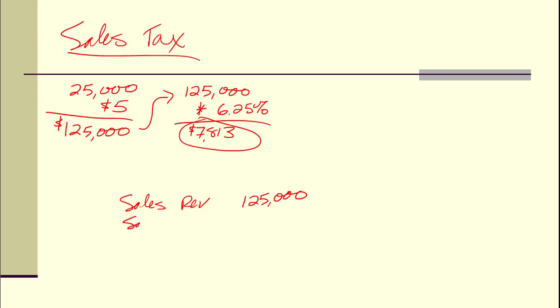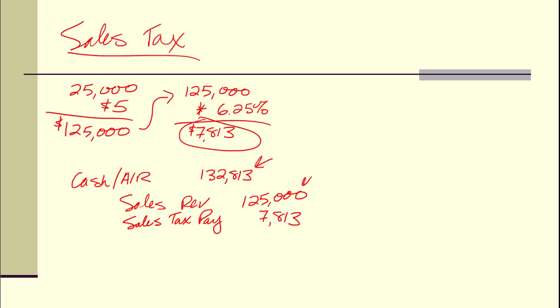So we as a company now owe the government $78.13. And our debit will either be the cash, or it could be accounts receivable if they're buying this on account for that total amount. So $132,813. This is what the company pays us. This is what we get to keep, and this is what we have to remit to the government.